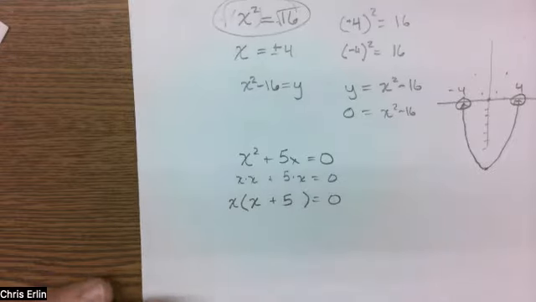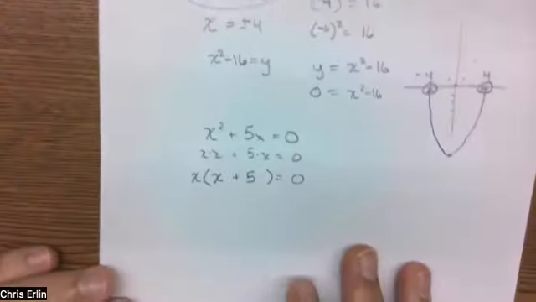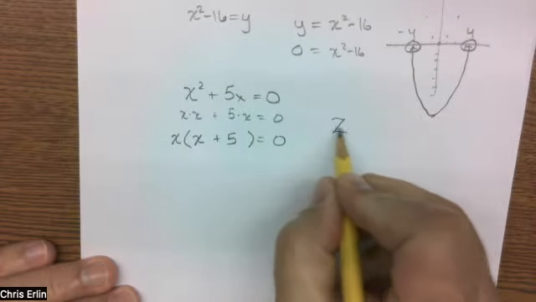That'd be 5. And now we reach a really important, a critical part of the quadratic solving process, which is the idea of the zero product property.